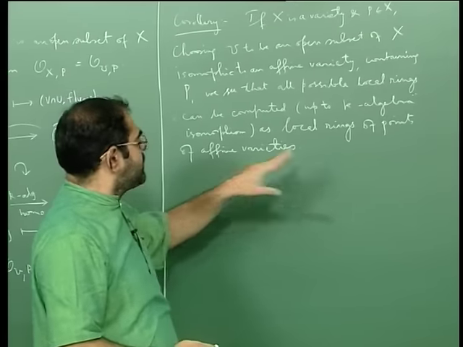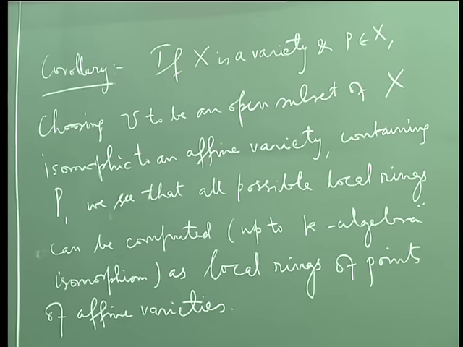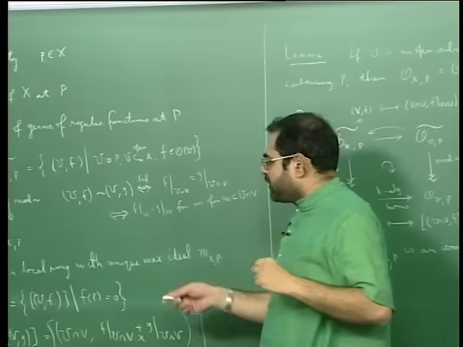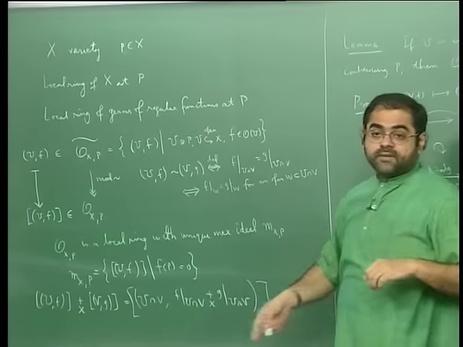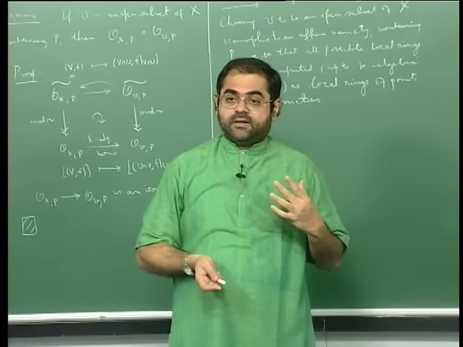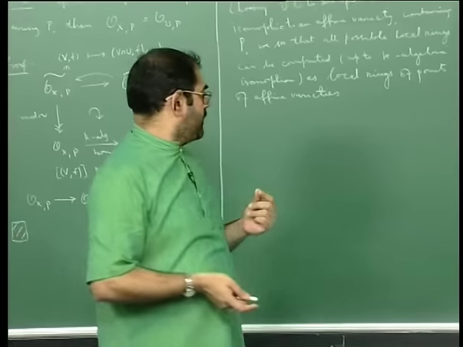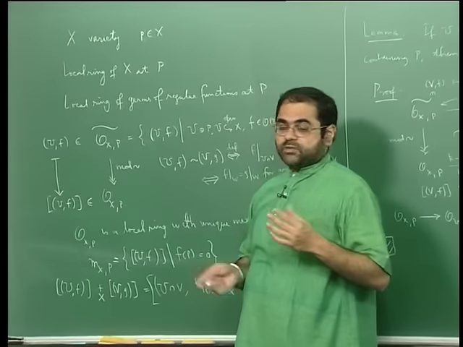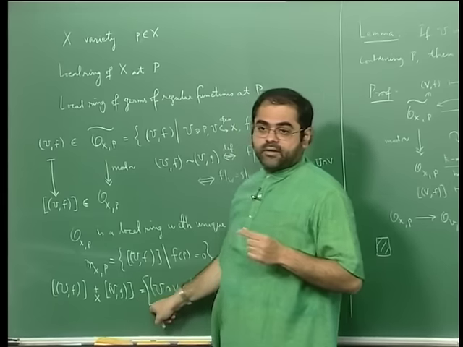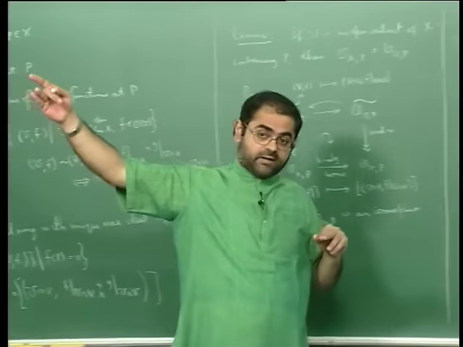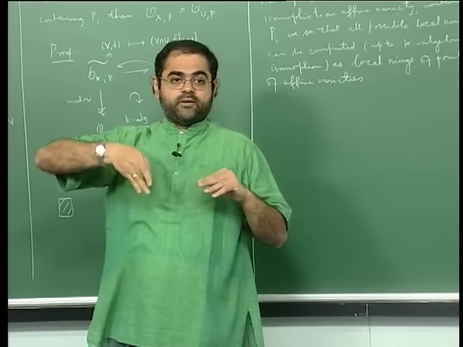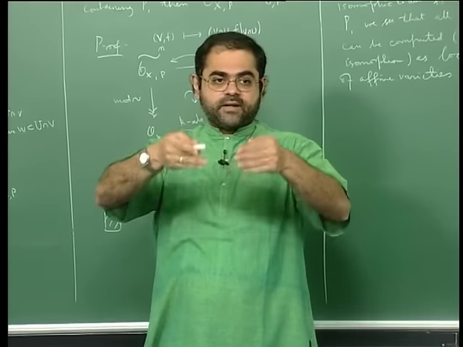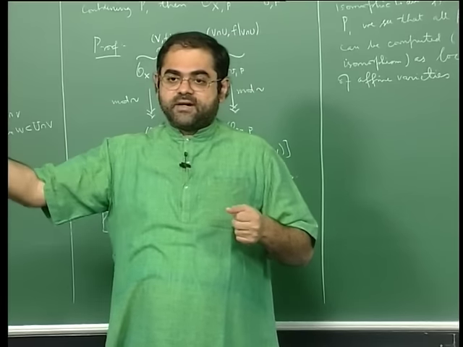Finally, there's another thing that has gone in between the lines which I should have said, but I'll say it now. I want to say that this local ring is an invariant of the point on the variety. What I'm trying to say is that it doesn't change under isomorphisms. If you have a variety and a point, then you have the local ring at that point. If this variety is isomorphic to another variety, and under this isomorphism this point goes to another point, then this isomorphism will automatically induce an isomorphism of the local ring of the source variety at the source point with the local ring of the target variety at the target point.